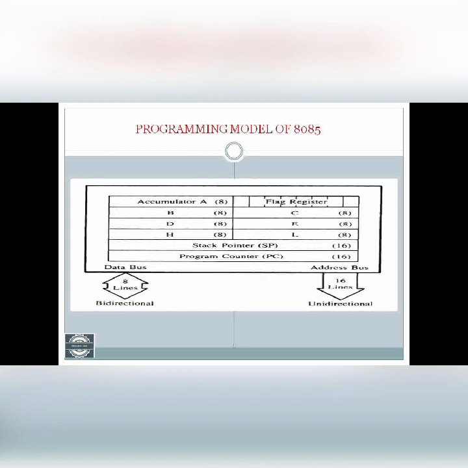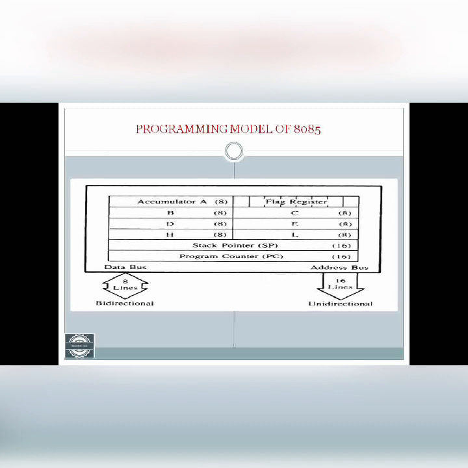B gives you the 8 bits. D, 8 bits. H is also 8 bits. These are the accumulator, and the flag registers are C, E, L. These are also 8 bits, because it is an 8-bit register.